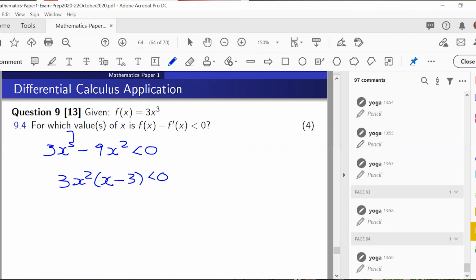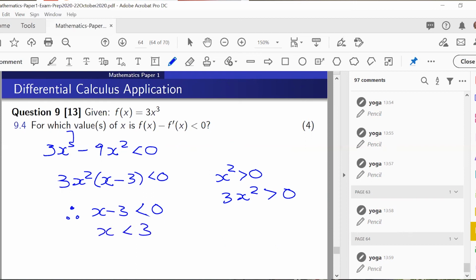Now the conclusion is, we all know that x squared is always positive. Hence, 3x squared is always positive. So, a positive multiplied by something will give us a negative. The conclusion will be it's x minus 3 that is negative. So, x is less than 3.